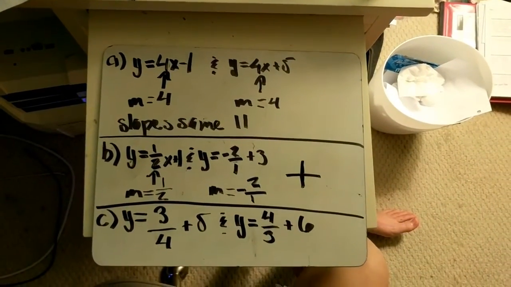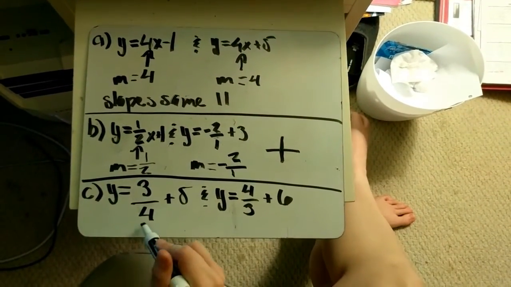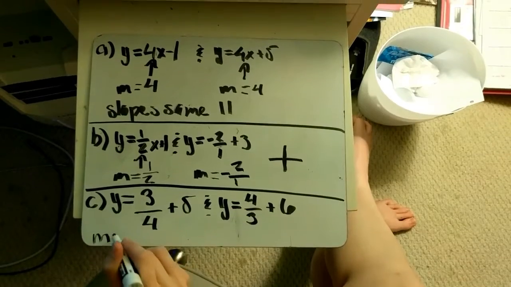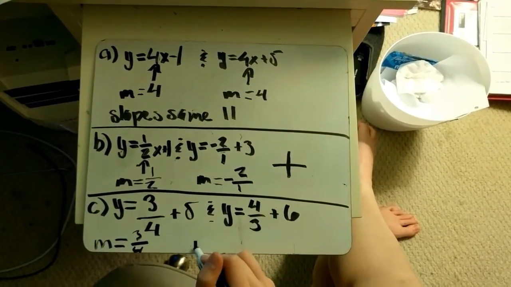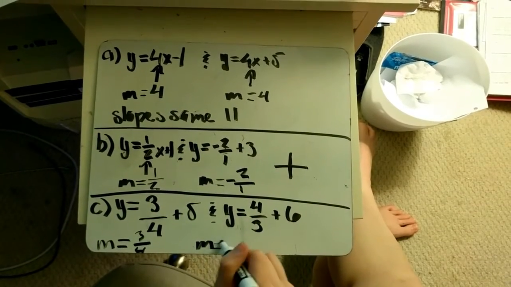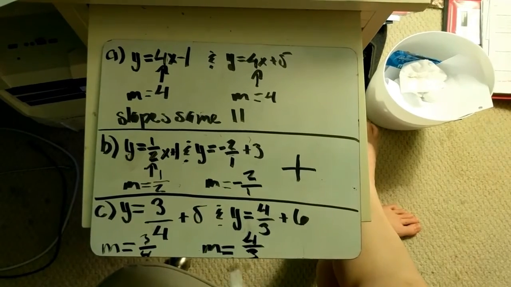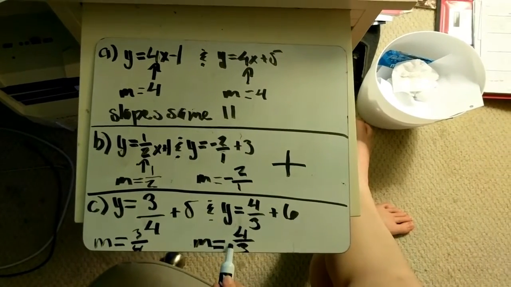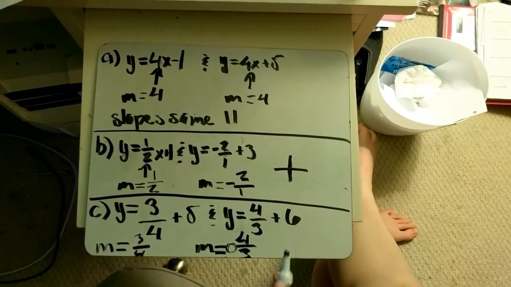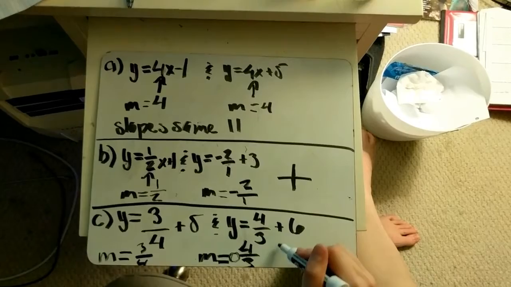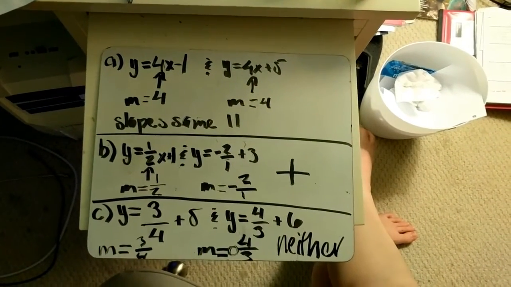Now the last one may seem like these lines are perpendicular. However, since they are not opposite reciprocals, meaning this equation's slope is not negative, as you can see it's lacking the negative, this means that it is neither perpendicular nor parallel.